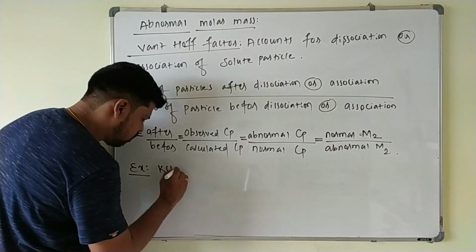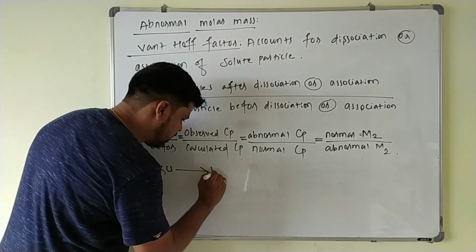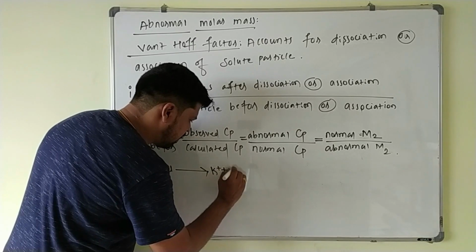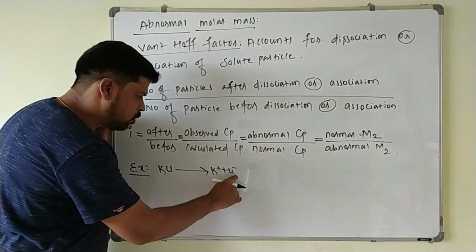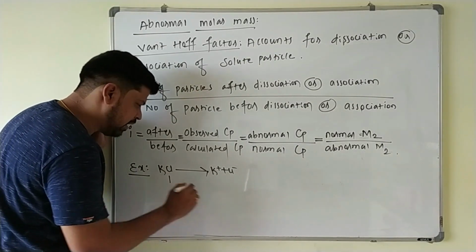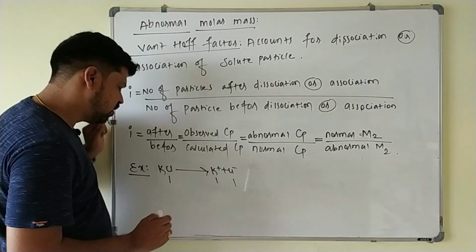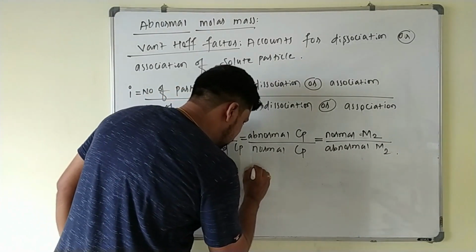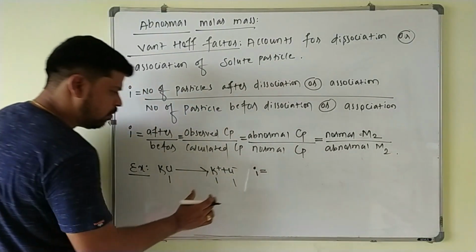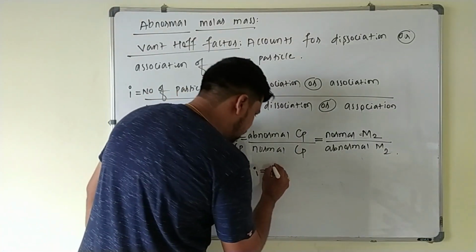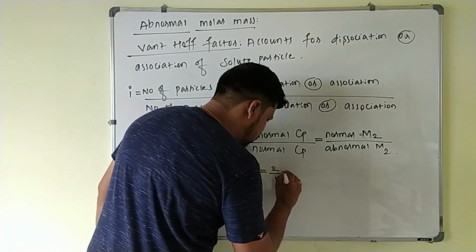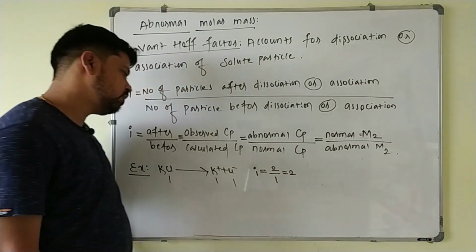KCl, after adding to the water, will split into K plus and Cl minus. So after dissociation it becomes 2 particles. Before dissociation it is only 1 particle. 1 plus 1 is 2 here. So what is the i value for KCl? The i value is the number of particles after dissociation divided by before dissociation. After is 2, before is 1. So the value is 2 here.